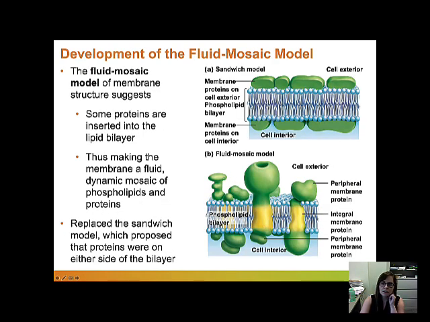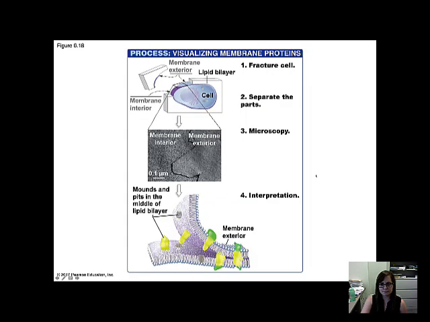And so this model to describe how proteins are found in the membrane is called the fluid mosaic model. And it suggests that some proteins are inserted into the lipid bilayer, thus making the membrane fluid and a dynamic mosaic of phospholipids and proteins. Okay, so this is a depiction of this phospholipid bilayer, right? It's dynamic, there's proteins in it. And this replaced what was called the sandwich model, where it proposed that the proteins were really just interacting with the membrane but not found in the membrane. And so this fluid mosaic model is the favored model for the description of the plasma membrane of cells. And they have experimental evidence to support this model.